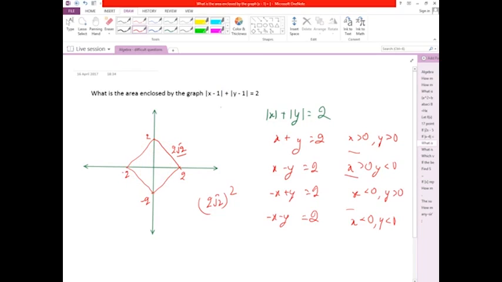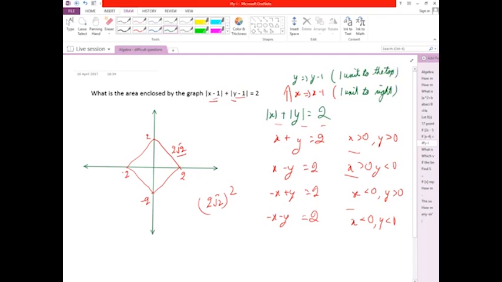Whatever is needed. Here what they have done is they have just changed the expression a bit to make you doubt yourself. The expression has been changed to mod x minus 1 plus mod y minus 1 equal to 2. If you remember the transformation, if you know mod x plus mod y equal to 2 and you need to plot mod x minus 1 plus mod y minus 1 equal to 2, the only thing you need to do is substitute x by x minus 1, which moves the graph 1 unit to the right, and substitute y by y minus 1, which moves the graph 1 unit to the top.